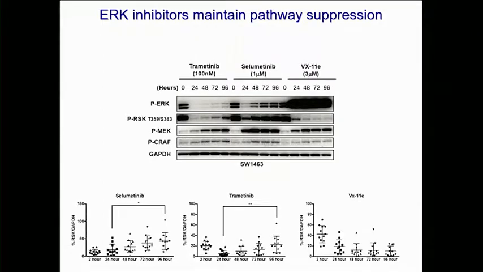This is not just unique to the cell line. In our entire panel of 12 cell lines, we looked at the ability of selumetinib and trametinib to keep the pathway suppressed over 96 hours. And we found that compared to the 24-hour time point, there is a statistically significant increase in the levels of RSK phosphorylation by 96 hours. But that's not the case with an ERK inhibitor.